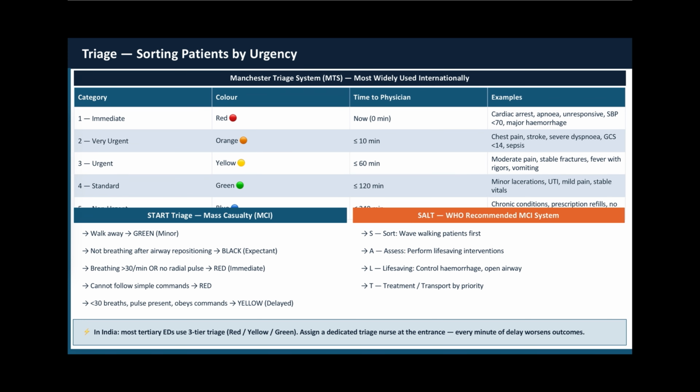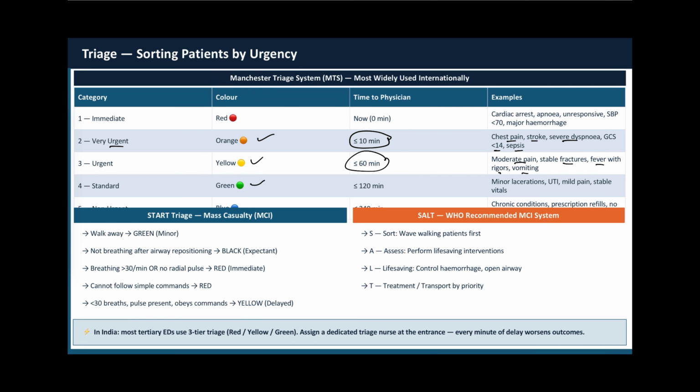Next is orange, who are very urgent. These need to be addressed within 10 minutes. These are patients with chest pain, stroke, severe dyspnea, GCS less than 14, and sepsis. Yellow are the ones who need to be attended at least within 1 hour. These are the moderate pain patients, stable fractures, and fever with rigors and vomiting.